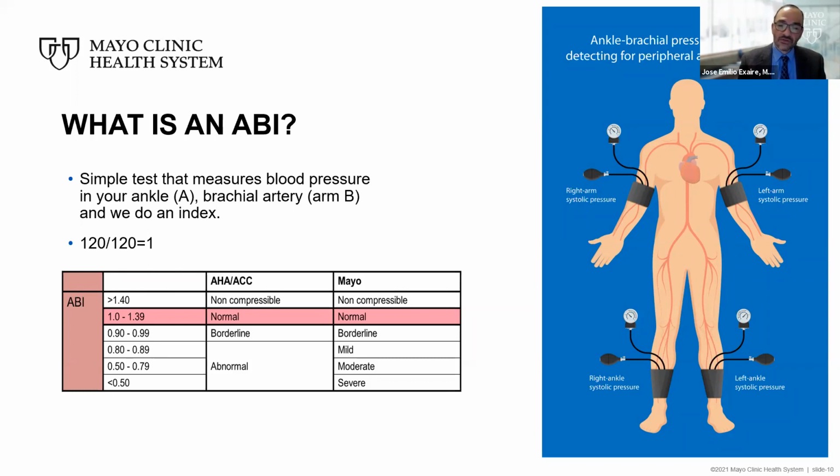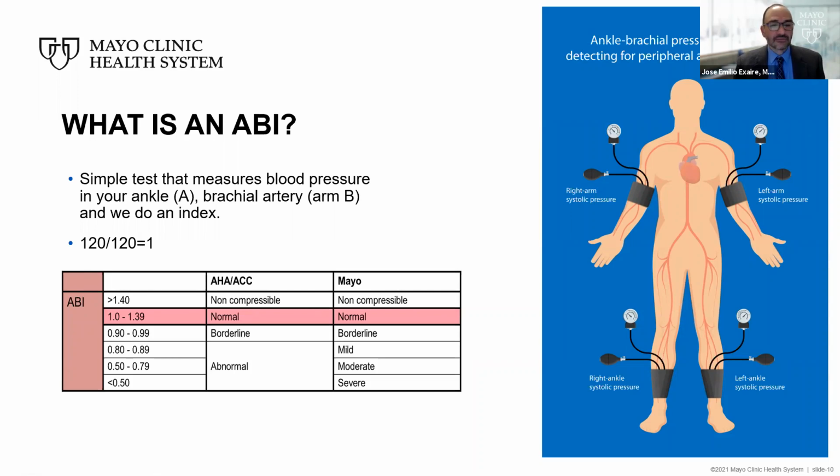And then we measure your blood pressure in your legs. We have two arteries where we can look for the blood pressure, and we pick the highest one. Then we just make a simple division. So let's say you have 120 here and 120 here, then the index is 1. But the lower it gets in the ankle, the worse it is. You can see that normal falls between 1 and 1.3, and borderline abnormal falls between 0.9 and 0.99.